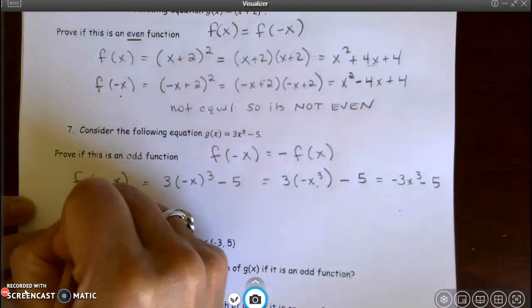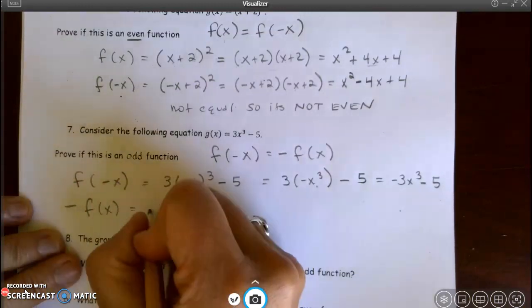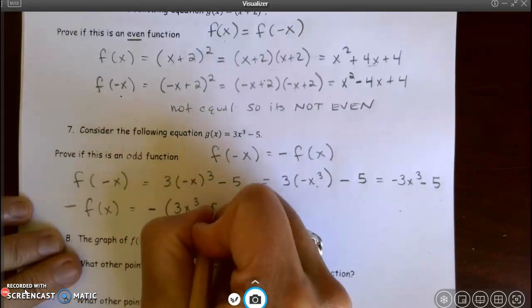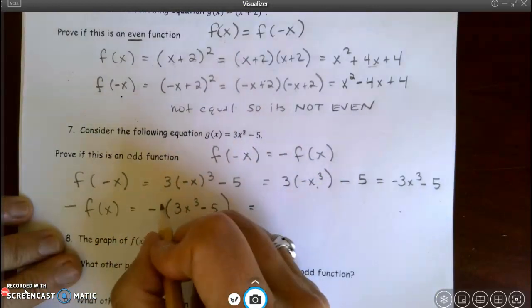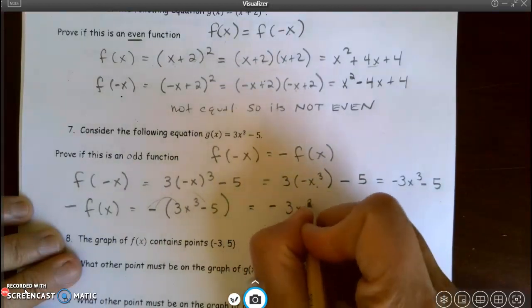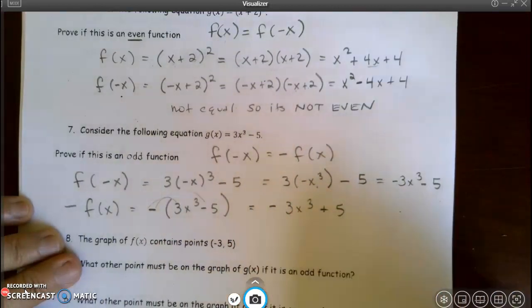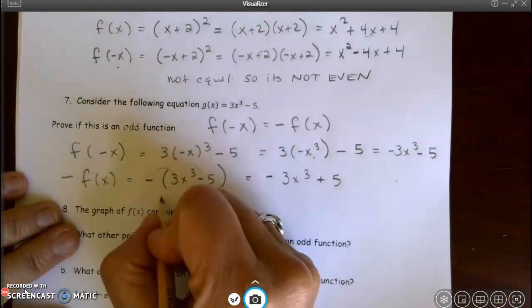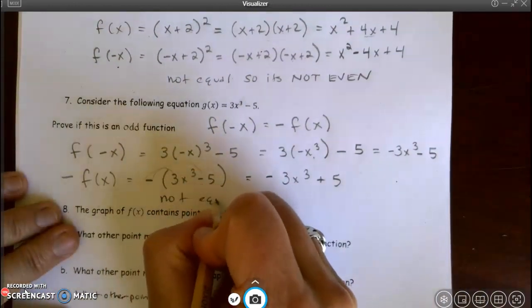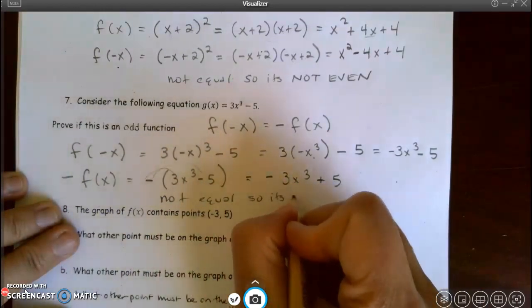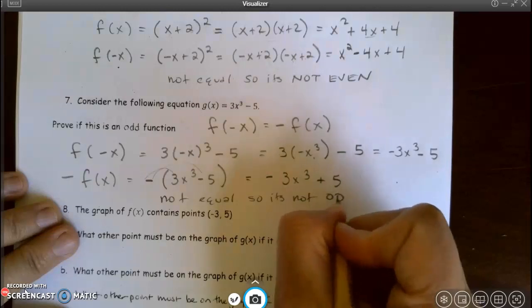Let's see what negative f of x is. That's negative of 3x cubed minus 5. Then I distribute that, and I get negative 3x cubed plus 5. Once again, they are not equal, so it's not odd.